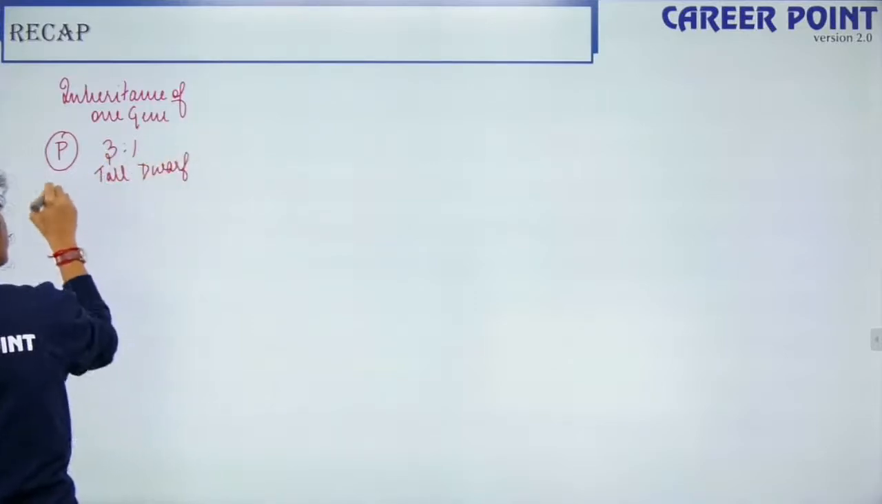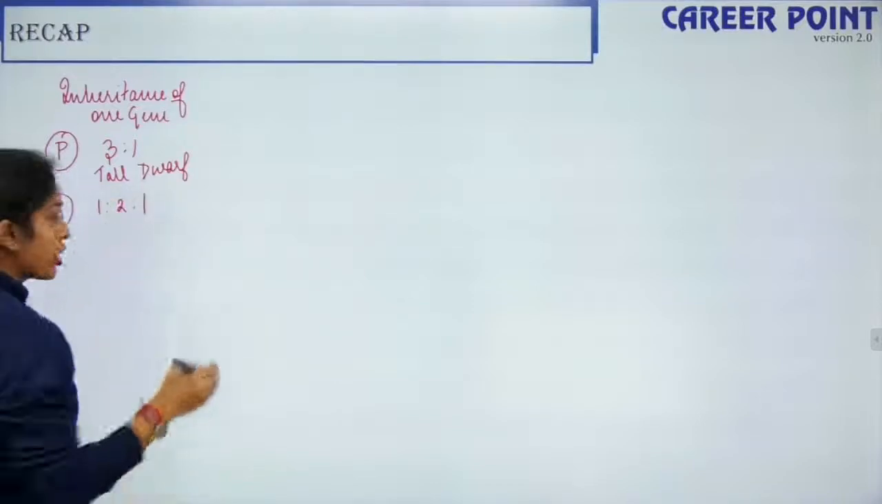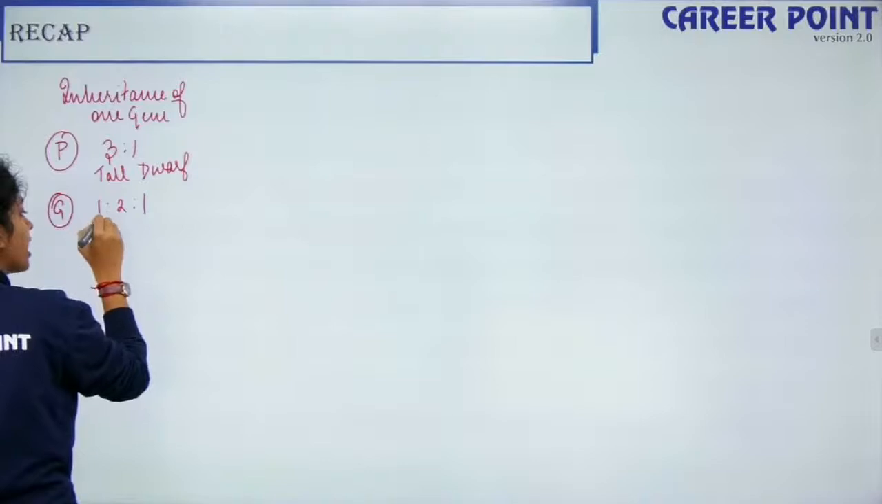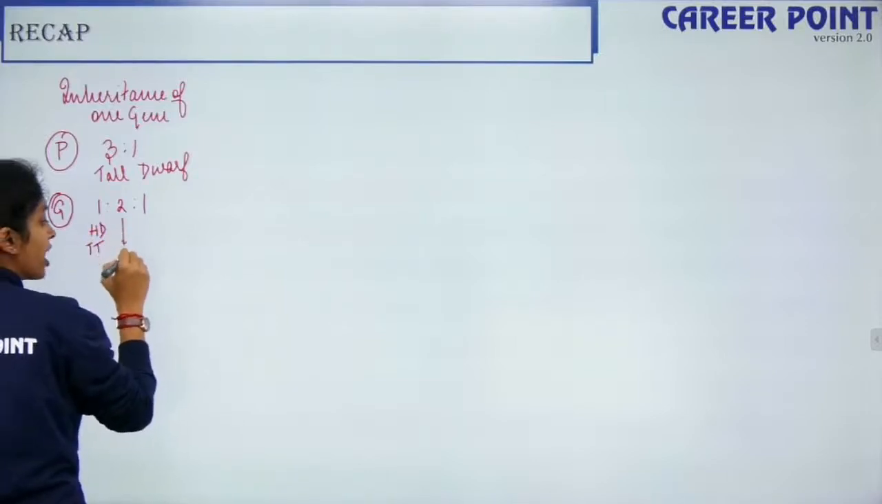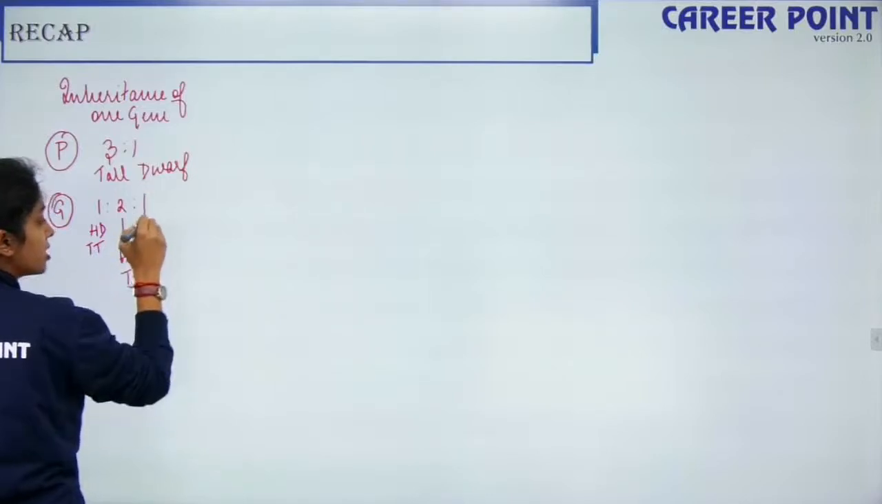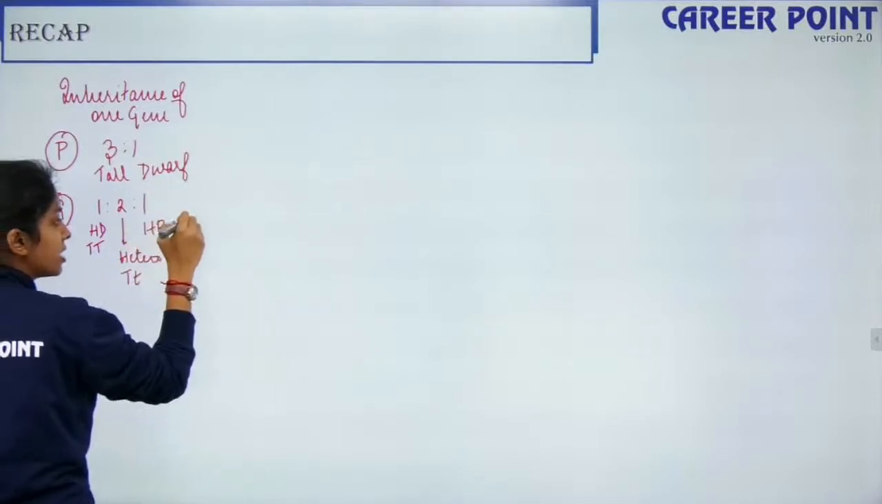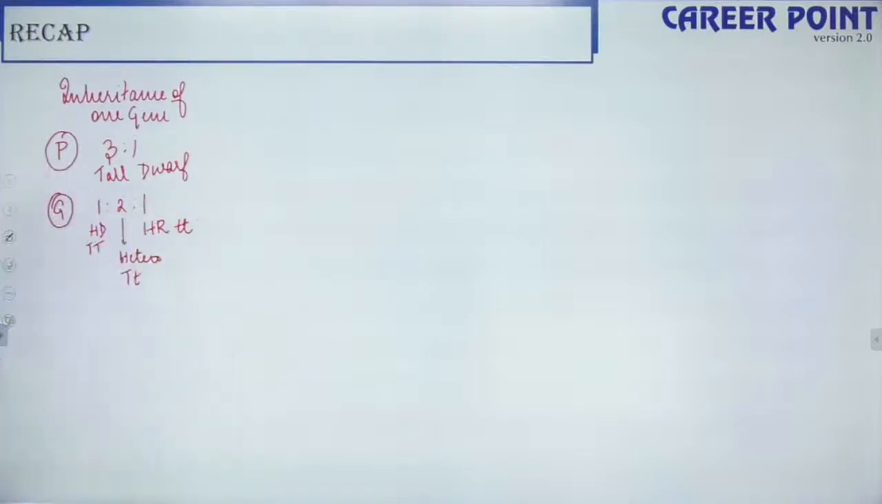And then the genotypic ratio, here the genotypic ratio is 1:2:1. So 1 stands for homozygous dominant, that is capital T. 2 stands for the heterozygous condition, that is capital T, small t, and 1 stands for homozygous recessive, that is small t. Right? So these are the ratios that you should remember.